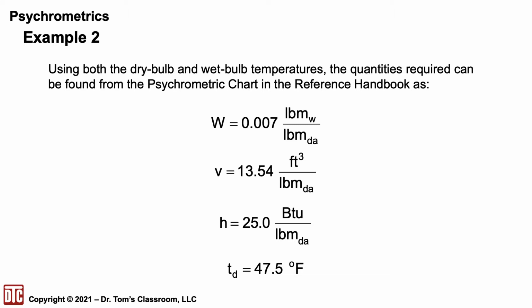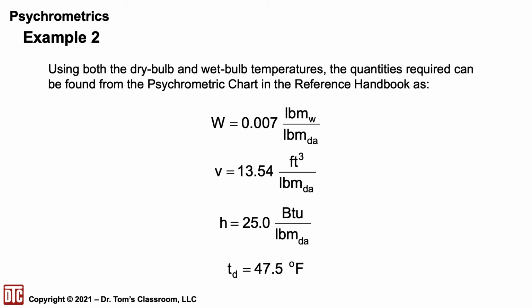And you'll be lucky to read much more than 2 decimal places. 70, 69, 71, something like that. I can then read my specific volume is 13.54 cubic feet per pound of dry air. And the chart that you have in your reference handbook is actually pretty good because it delineates specific volume in fairly small increments. 13.5, 13.6, so it's somewhere in the middle, maybe not quite in the middle. Enthalpy is right at 25 BTUs per pound of dry air. And then dew point is going to be 47.5.